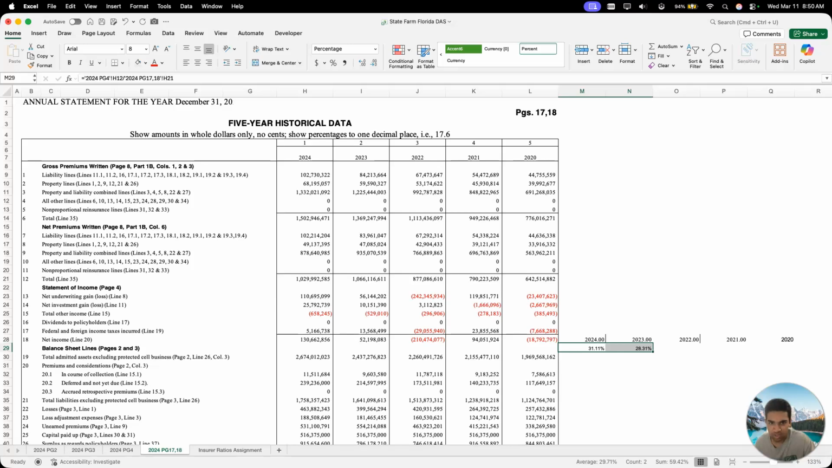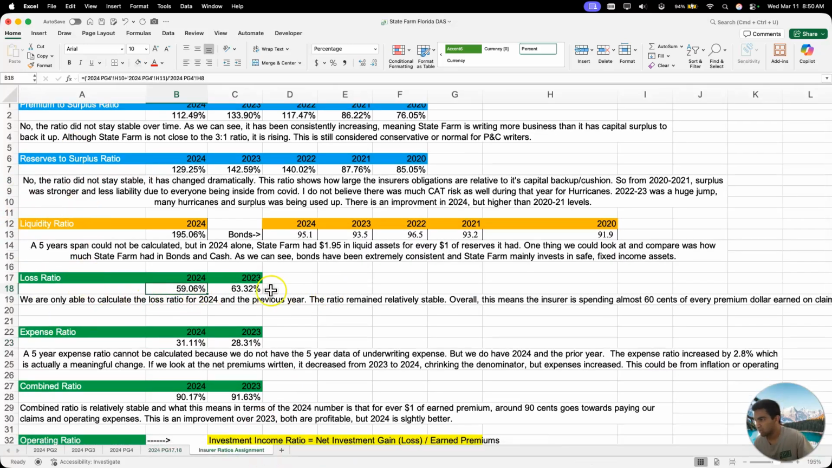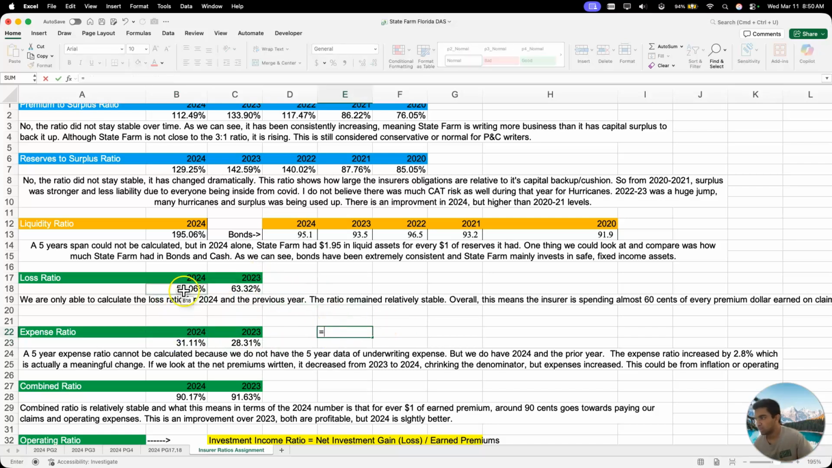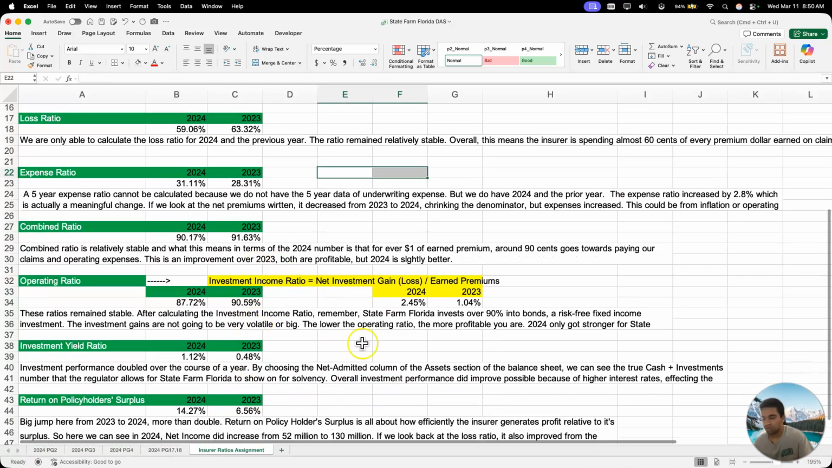So let's go ahead and get the next one. Combined ratio. We just did the loss ratio, we just did the expense ratio. This one's the simplest, and all you need to do is go to your loss ratio and your expense ratio, and take this number plus this number, and you get your combined ratio. You can drag it to the right once because you have another year for 2023, and you get the 2023 number.